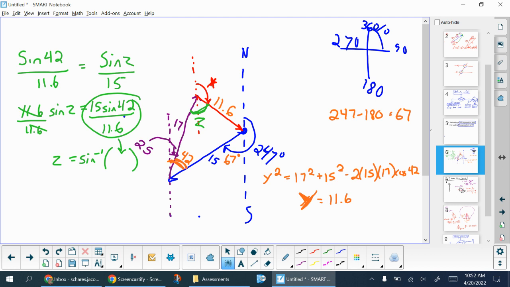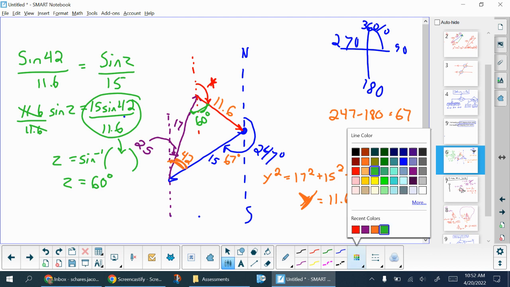So on my calculator, I'm going to type in the inverse sine of 15 times the sine of 42 divided by, and I'm going to use the previous answer button, and it's telling me that is 59.75. I'm going to go with 60 degrees for now, but if I can figure it out, I might use that answer key again. So this angle is 60 degrees. And now I think I can figure out what x is without doing any more trigonometry at the very least.